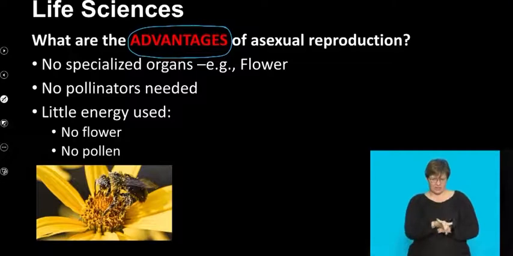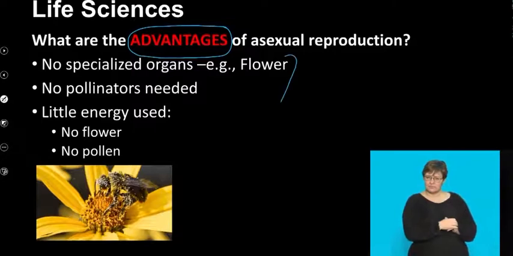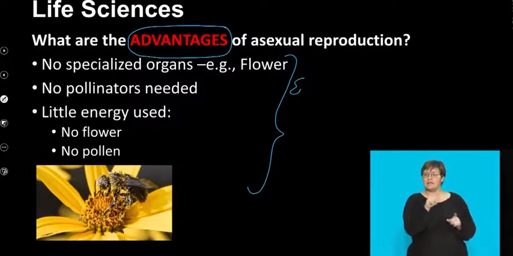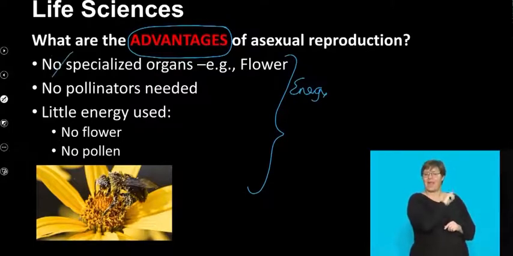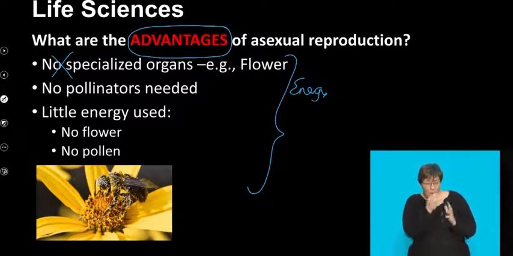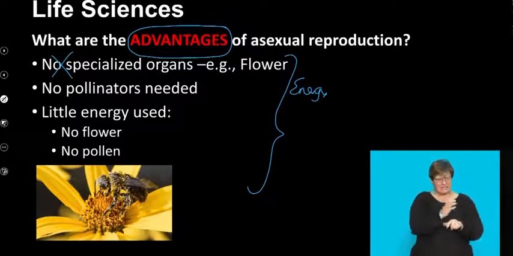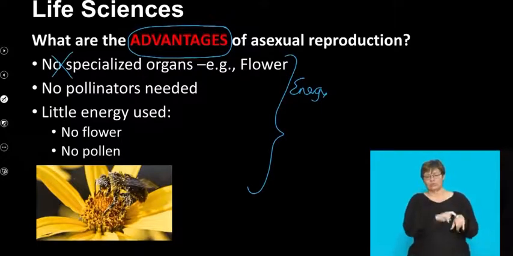Now, the section that we're going to look at after this is the concept of a flower. You need to look at this whole concept as energy. What do I mean by that? The advantage of asexual reproduction is that they don't have to make a flower, and making a flower takes energy. Another thing I don't have is pollinators.